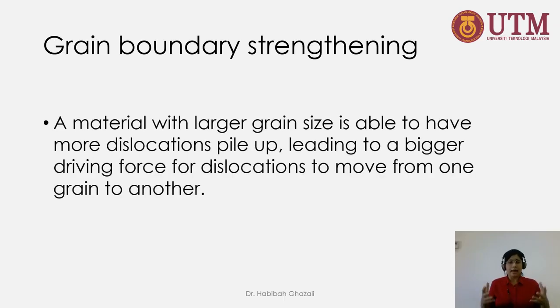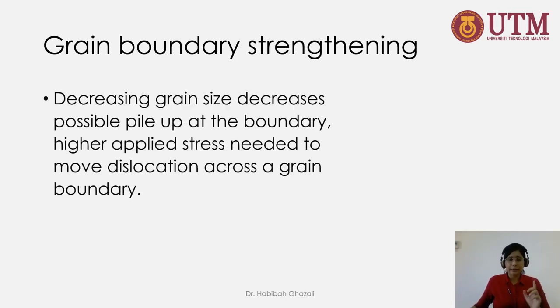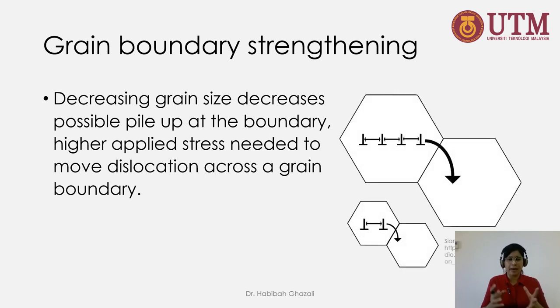A material with larger grain size will be able to have more dislocations pile up, and this will lead to a bigger driving force for dislocation to move from one grain to another grain. You will only have to apply less force to move the dislocations. With that logic, if we can decrease the grain size, we can also decrease the number of pile-ups at the grain boundary. If you look at the schematic here, if we have a larger grain, we will have a lot more dislocations.